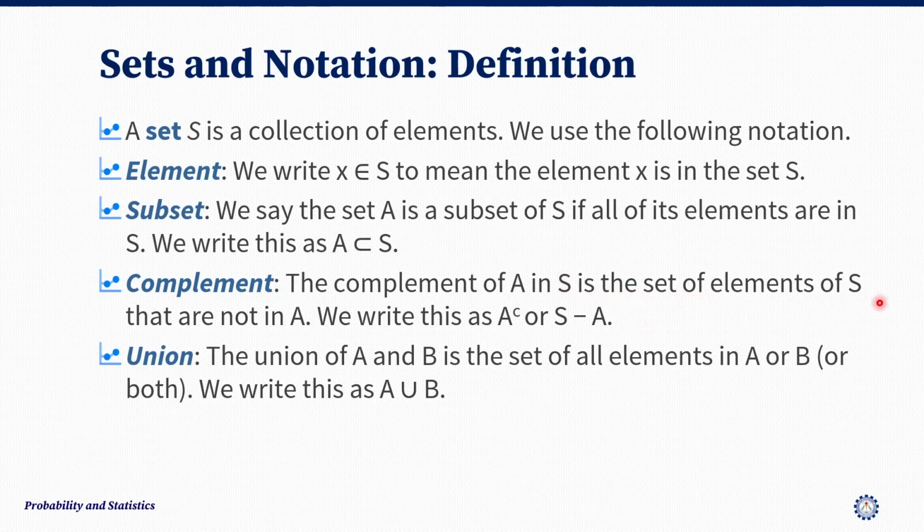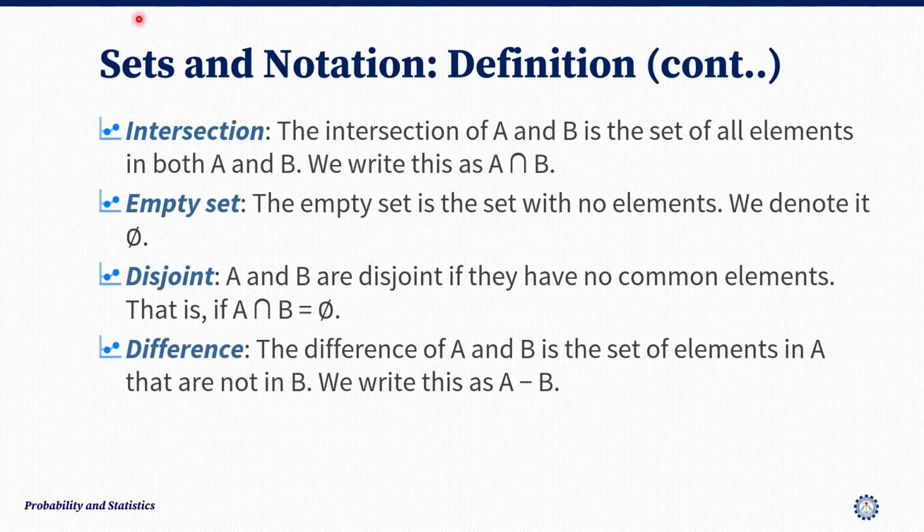We also have the complement. The complement of A is the set of elements in S that are not in A. We write this as A complement or S minus A. We also have the union. The union of A and B is the set of all elements in A or B or both. We write this as A union B, using this symbol. We also have the intersection. The intersection of A and B is the set of all elements in both A and B. We write this as A intersection B.